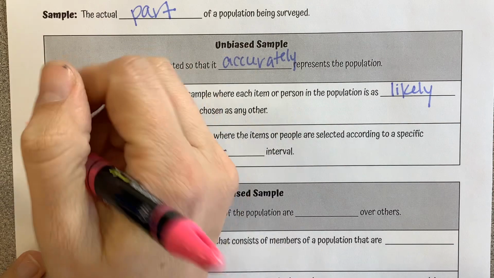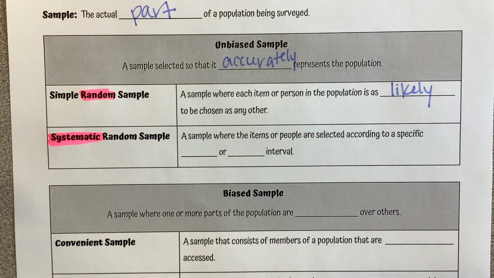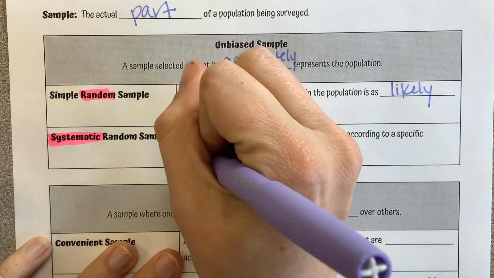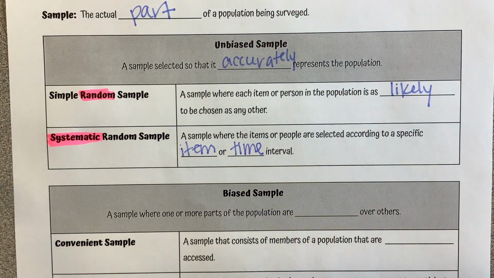The other type of unbiased sample is systematic random sample. So keyword in here is systematic. There's kind of a system to it. So it's a sample where the items or people are selected according to a specific item or time interval. Every 5th shirt, every 7th shirt, every 10 minutes, every 14 minutes. There's a certain interval that every certain amount of time or thing we are pulling that to be part of the survey.